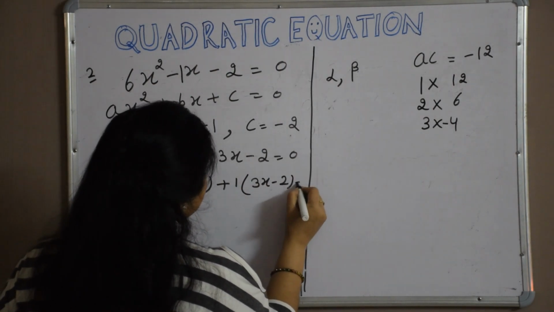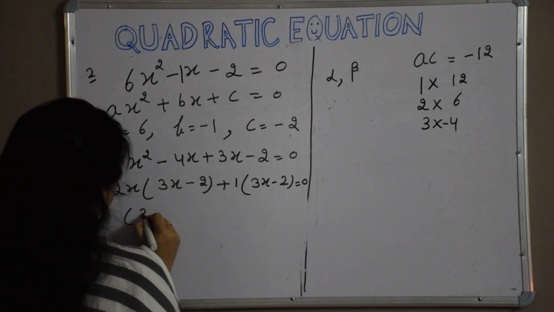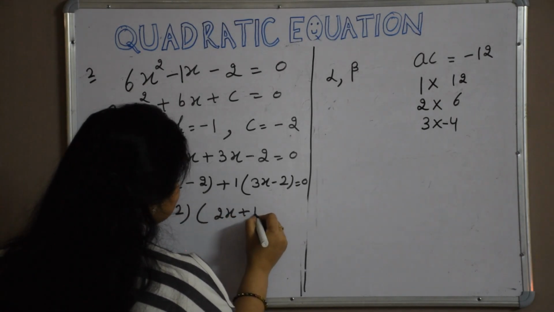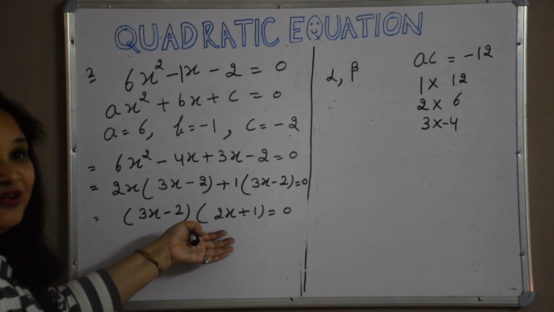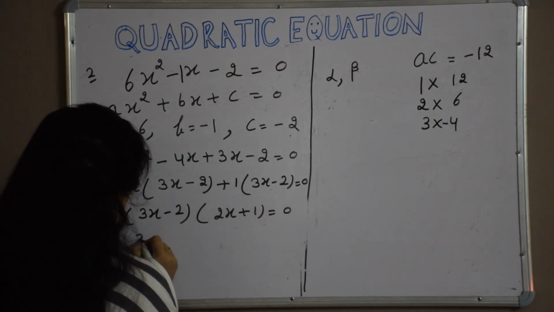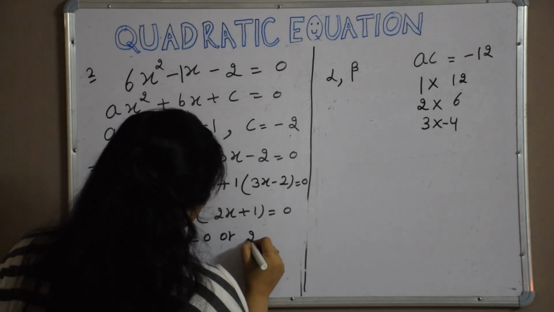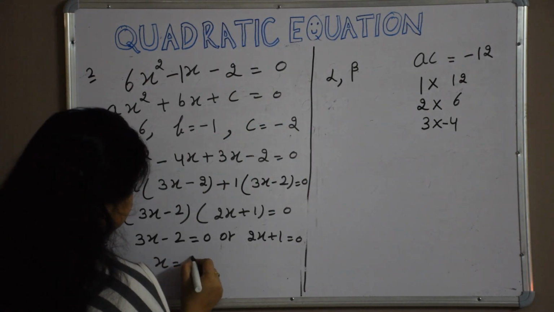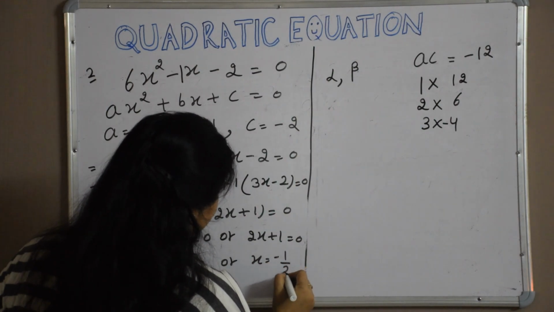3x minus 2 equals 0. Now from these two terms, what is common? It is 3x minus 2, and here it is 2x plus 1 equals 0. Now we can see it is factorized into two factors, and the product of two numbers is 0. So either 3x minus 2 equals 0, or 2x plus 1 equals 0. From here we see x is equal to 2 by 3, or x is equal to minus 1 by 2.